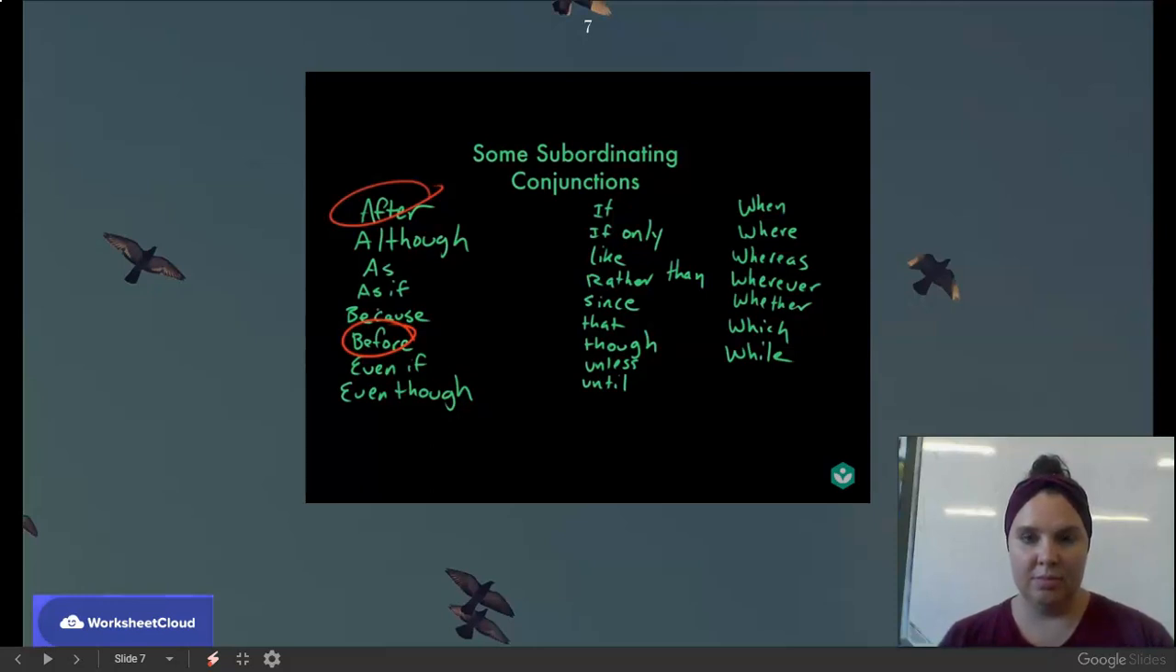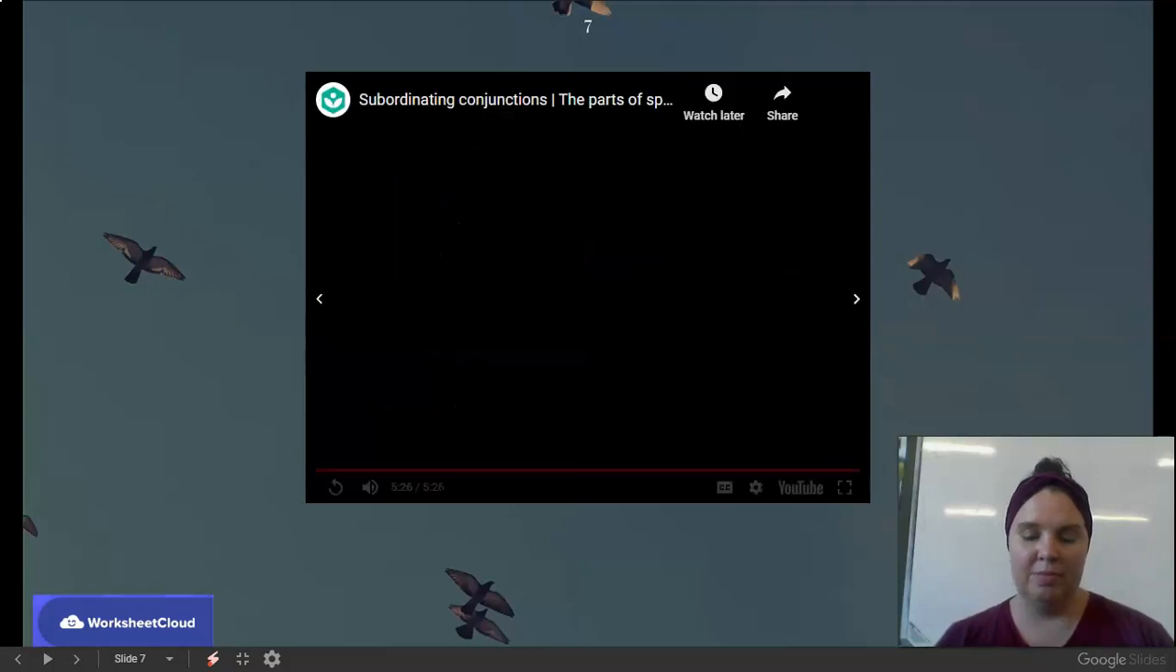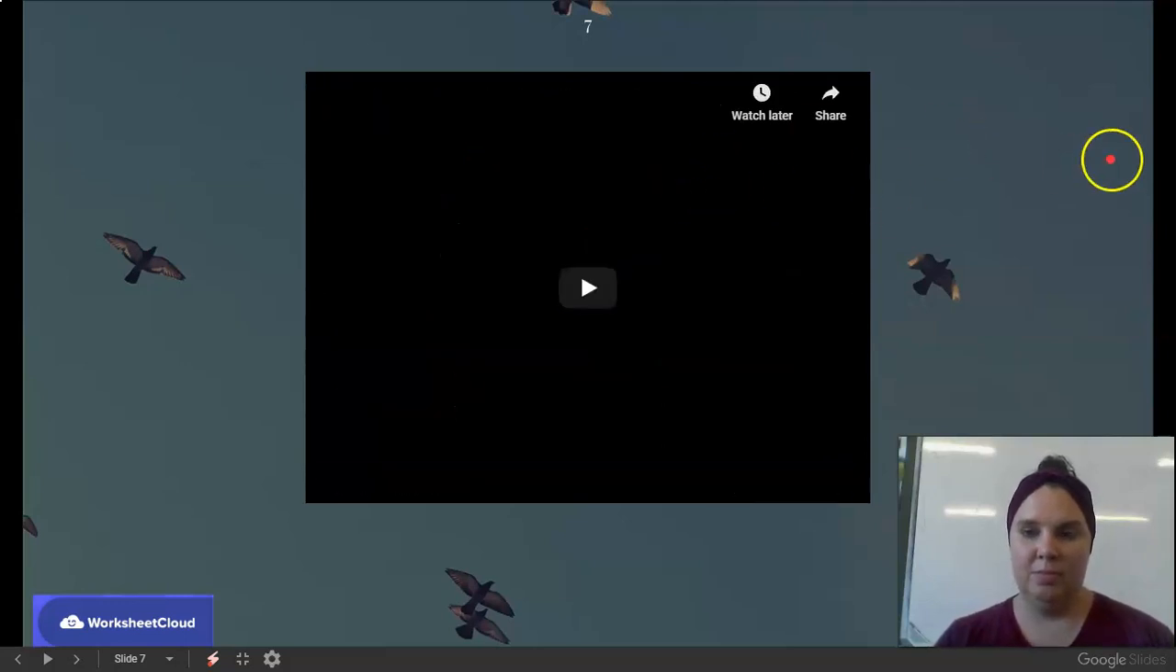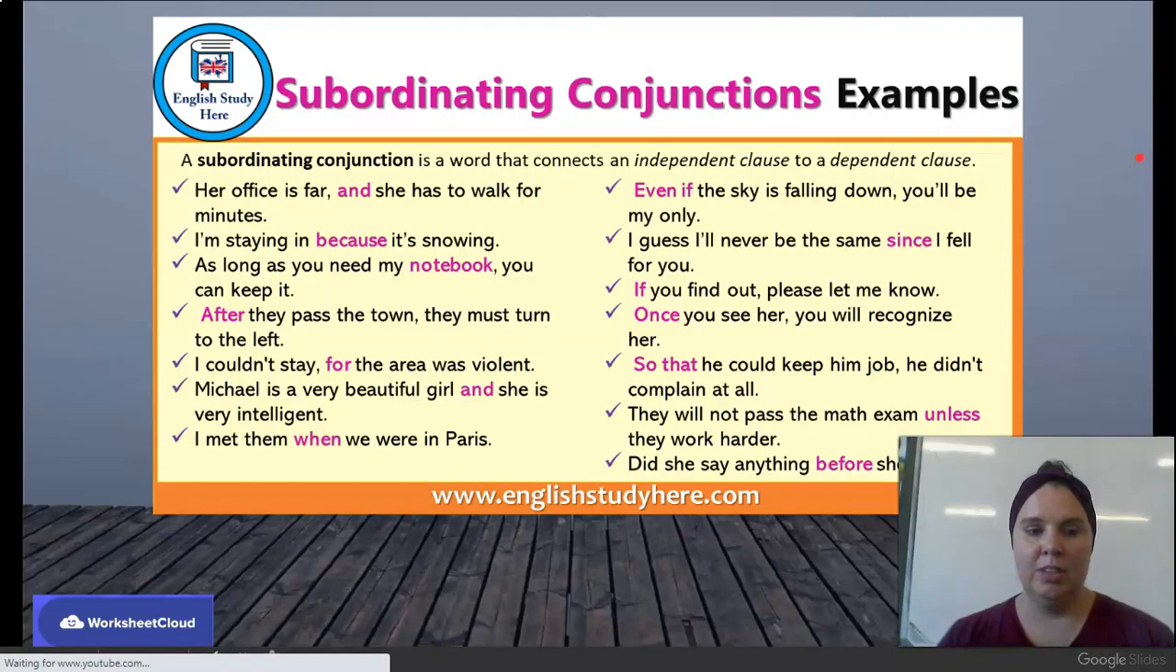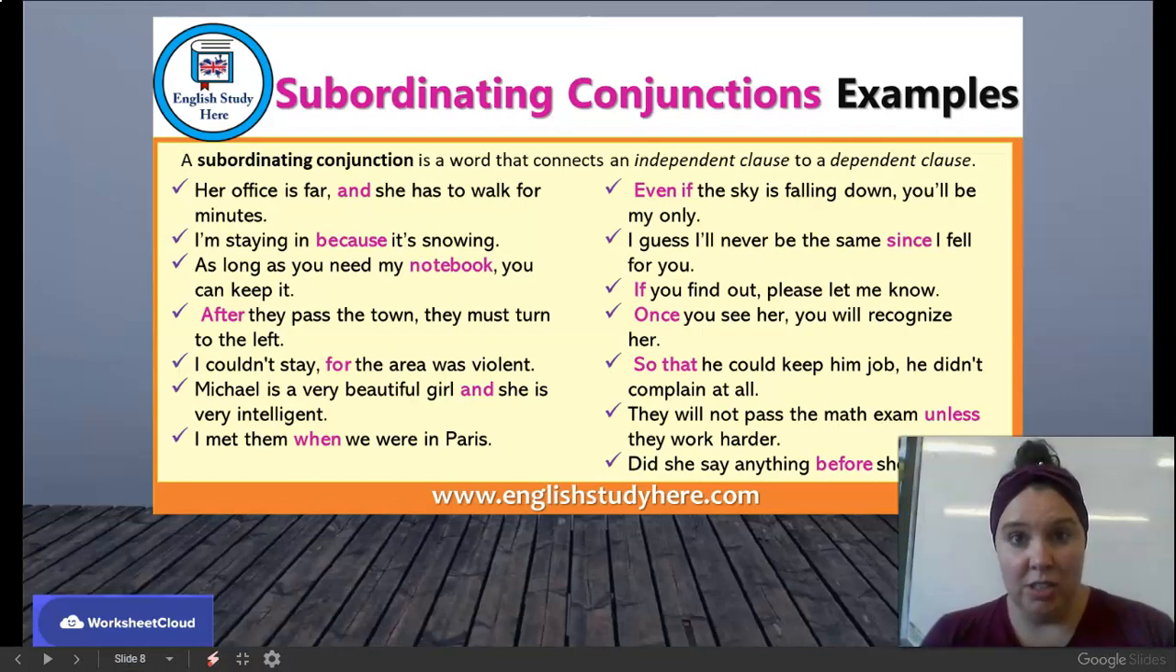You may notice some of them, like after and before, are prepositions. They can be used in many ways. English is complicated, but I am confident that you can figure this out because you can learn anything. These are some of the subordinating conjunctions of English. As you heard in that David video, there are lots of subordinating conjunctions. It's all the conjunctions that are not a part of FANBOYS.